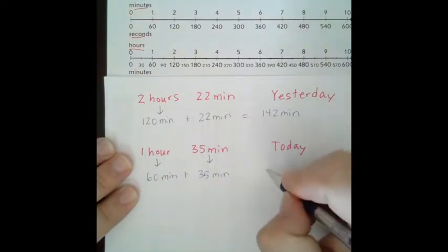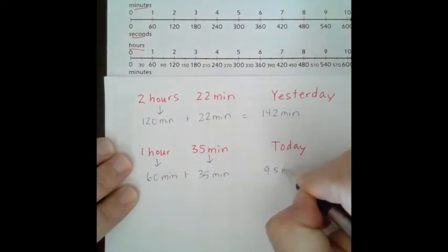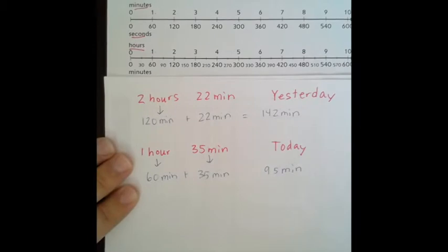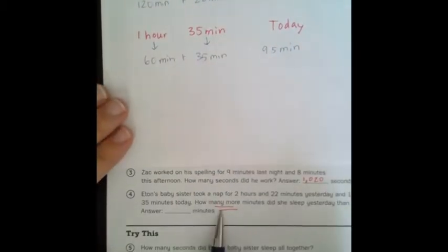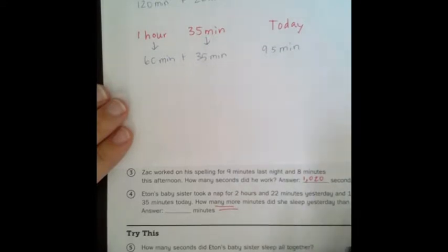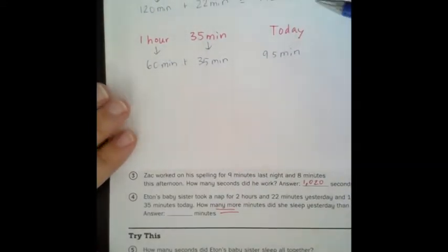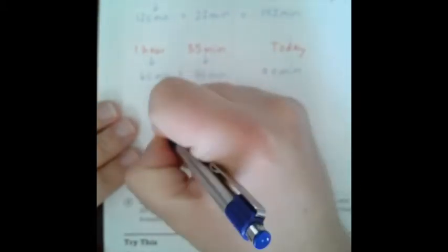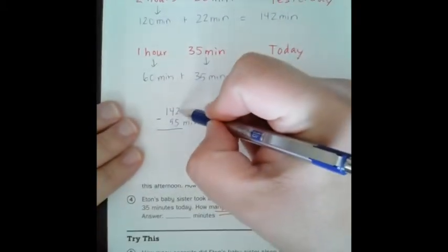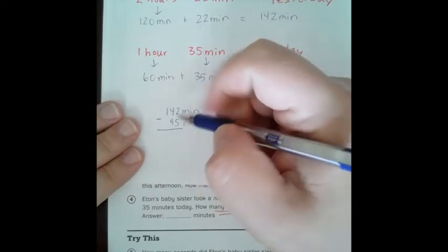So that would be a total of 95 minutes. Now they're asking, going back to the question, how many more minutes did she sleep yesterday than today? Well, yesterday she slept for 142 minutes, and today she slept for 95. And when I see the words how many more, I know that I need to subtract. So I'm going to subtract 95 minutes from 142 minutes.